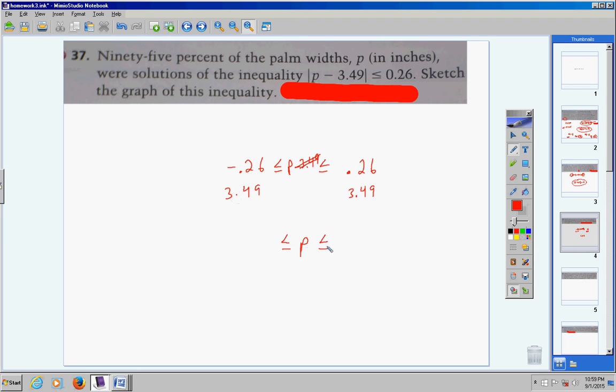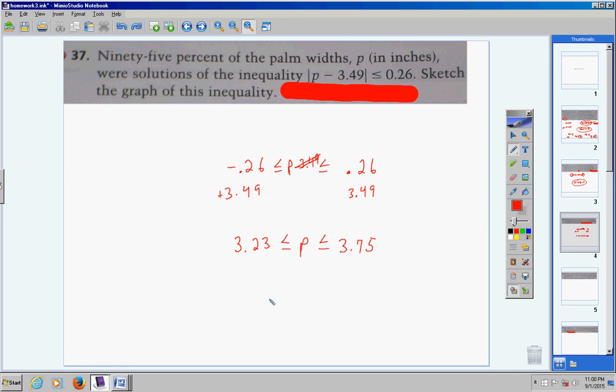Mr. Earhart, how does this help you solve it? You'll see, just watch. Positive, so we get 3.75. Positive and negative, so we'll subtract them and get 3.23, I believe. Is that right? Yeah, that's right. There we go.